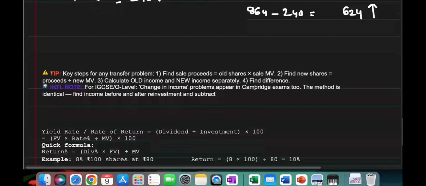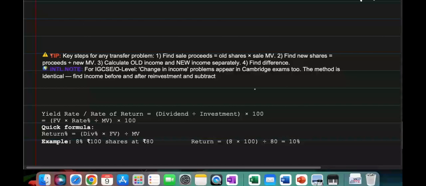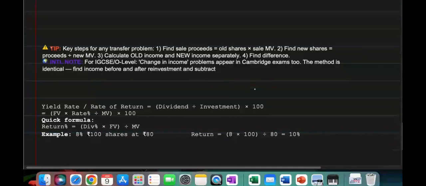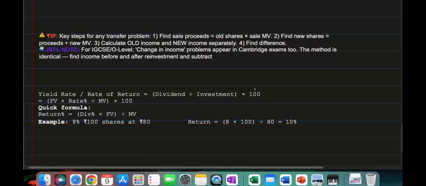Basically, the key steps to solve any such problem are: find sale proceeds, which is old shares multiplied by the sale market value. Then find new shares, which is the proceeds divided by the new market value. Calculate the old income and the new income, compare them and find the difference. This is the whole step by step, and if you are able to do it, do it. Otherwise put it in the comments. I'll try to give the complete steps in the description.